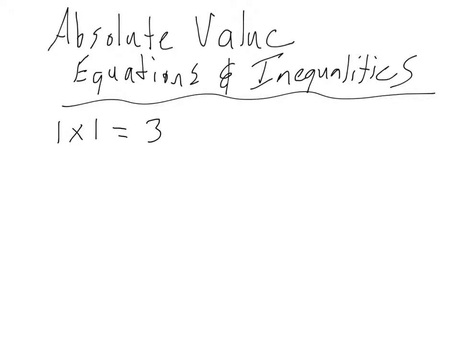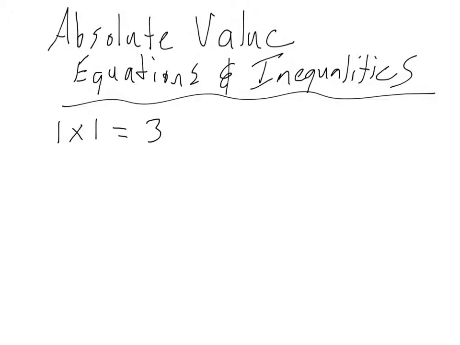All right, absolute value equations and inequalities. These are special types of equations and inequalities that involve the absolute value symbol and need to be treated in a special way. So for instance, the absolute value of x equals 3. What are possible values for x in this instance?